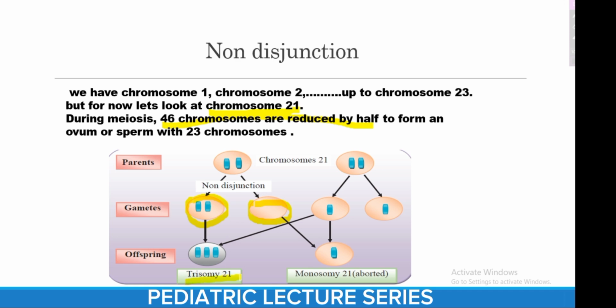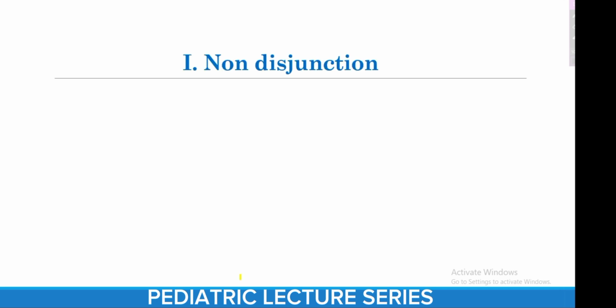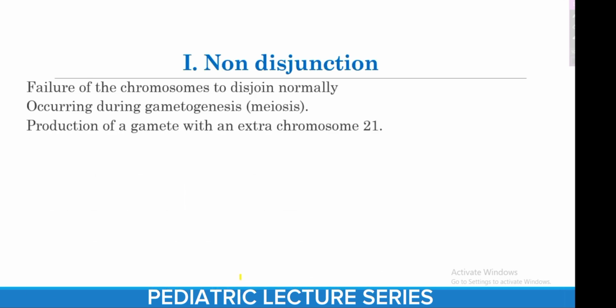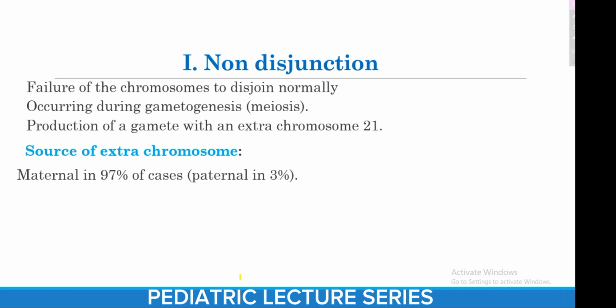The two 21s come from the same parent and one other 21 from the other parent. Then they have three 21s, and that's what we call trisomy 21, three chromosome 21s in the same individual. This results in Down syndrome. Therefore, there is failure of the chromosomes to disjoin normally. This occurs during gametogenesis, producing a gamete with an extra chromosome. As for the source of this extra chromosome, the mother contributes in 95% of these cases, and the father only 3%.